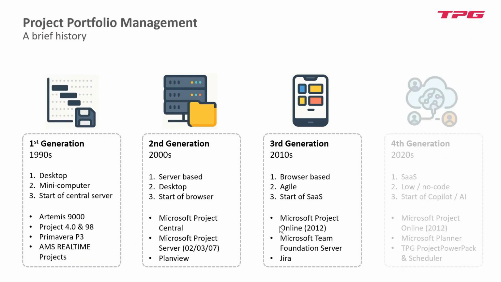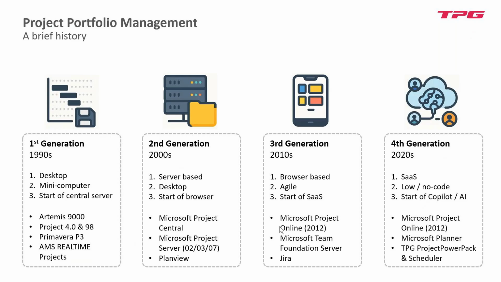And now we're into obviously what we would term the fourth generation. So it's really around software as a service, as you can imagine, but also low and no code capability. So how can you extend what you already have? And of course, we've now got the start of Copilot and agentic AI capabilities.